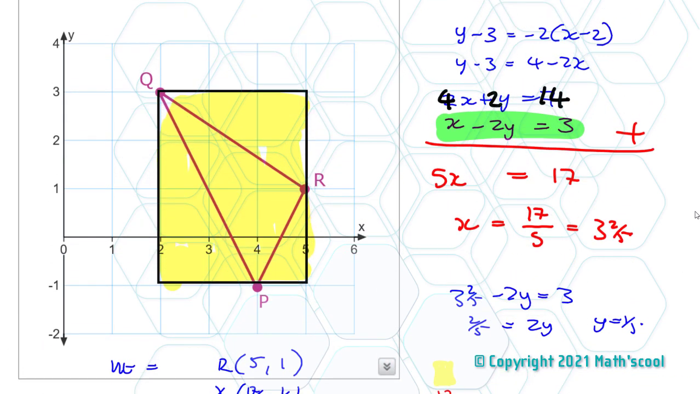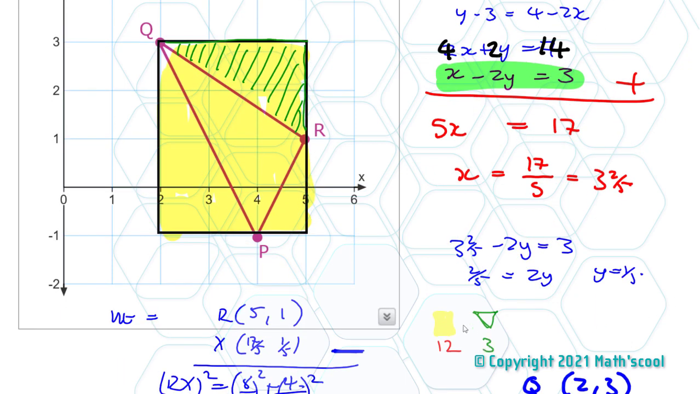Okay. Now what I'm going to start doing is I'm going to work out these triangles. And there's 3 of them, but they're just right angled triangles. So I can just already use half base times perpendicular height. Here the base is going to be 3. And the height is going to be 2. So that triangle there is going to be 3. And I'm going to subtract it.